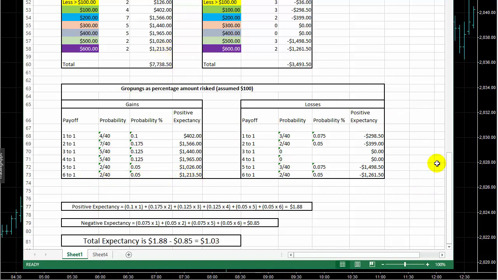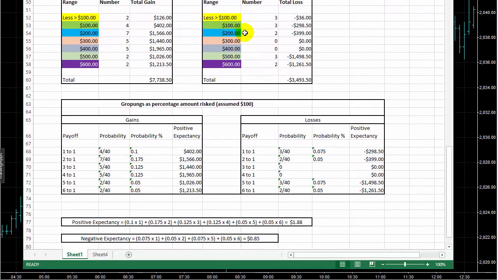I've done the same thing on the losing side, right? I don't count the scratches. I'll start with the 100. For 100, I have three of them that gave me $100, 3 out of 40. That's 7.5%, total of $298.50. 2-to-1, there were two of them, gave me $399. Two of them out of 40 gives me 5%, $299. And you can see $600 losses, we have two of them, right? That gives me 5%, 2 out of 40, $1261.50.